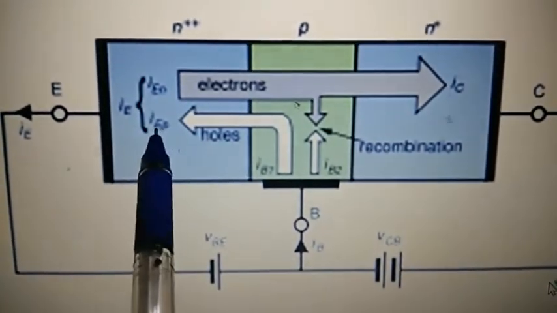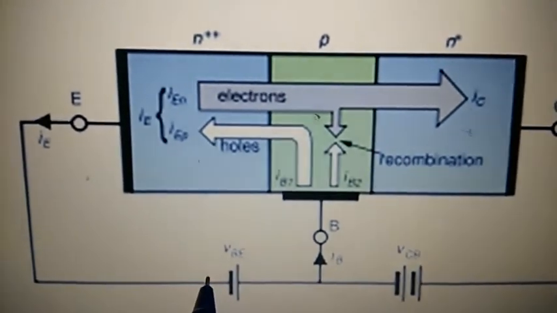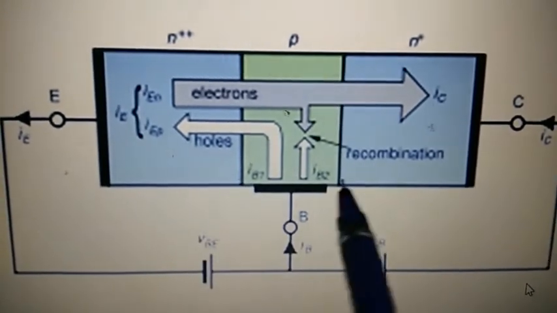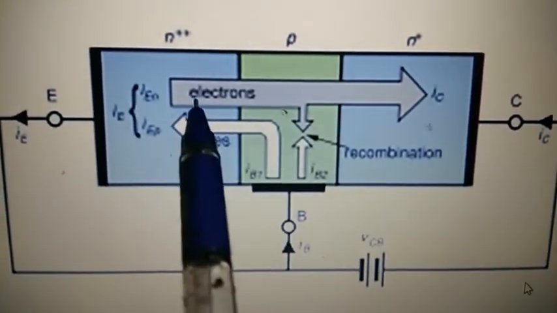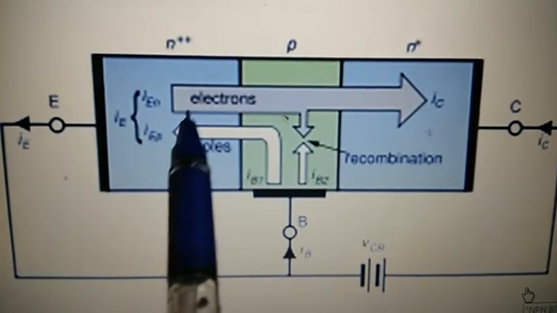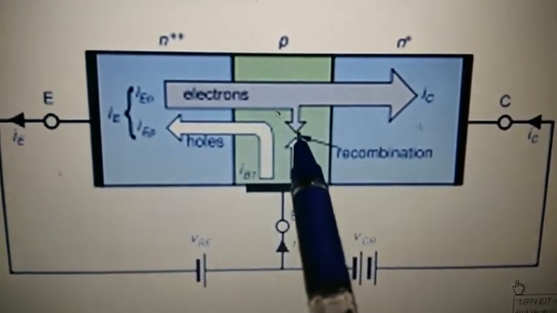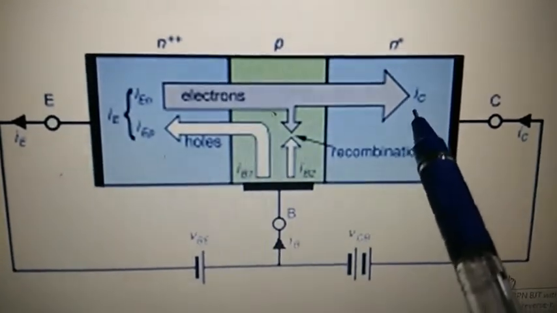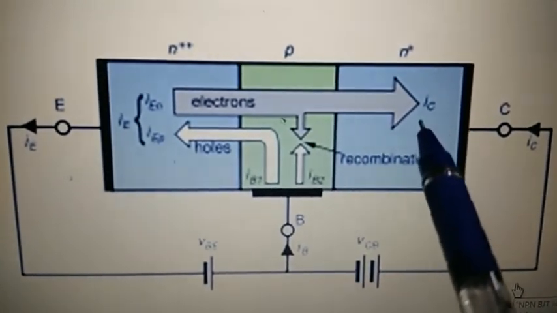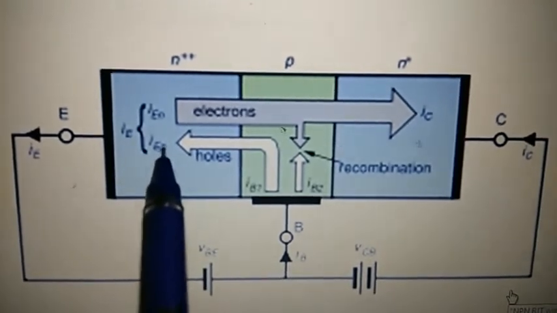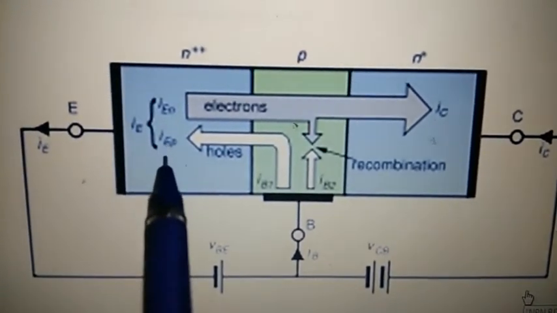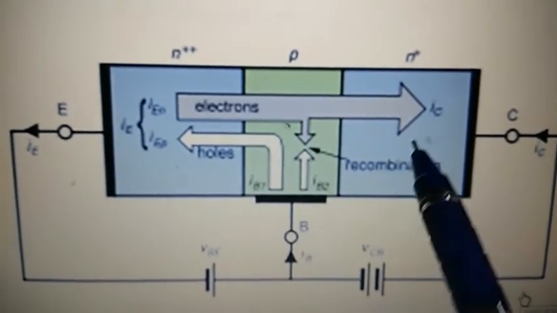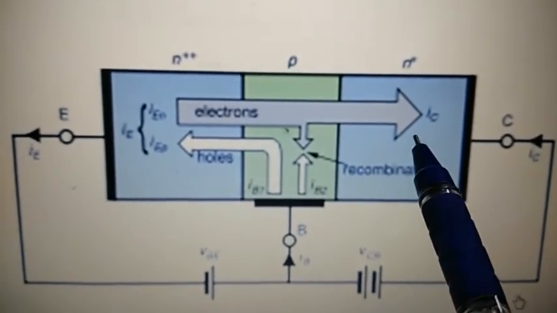This is the current due to the battery connected after the recombination. So the total emitter current will be equal to IB, that is the base current, plus the collector current IC. Always remember, in a transistor, the emitter current is 100%, while the base current is about 2% and 98% is the collector current.